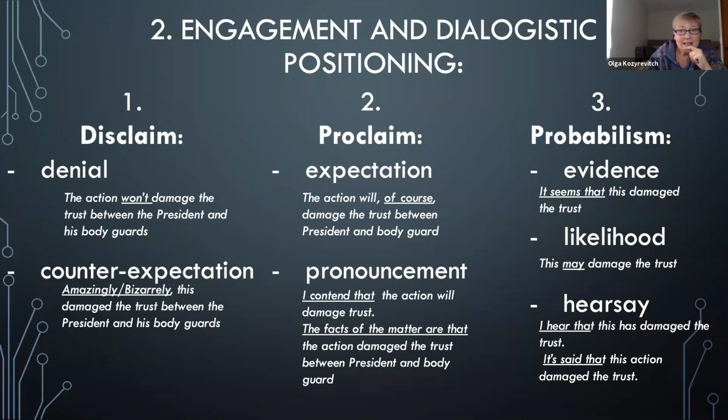And the last thing here is probability. Within the probabilities of engagement, we have three things: evidence, likelihood, and hearsay, where evidence is the most confident, likelihood is the "I guess so," and hearsay is "they say, but I don't know whether I trust them or not." By using particular linguistic devices and our matrix of the appraisal framework, we can identify where on a scale of probabilities they actually sit.